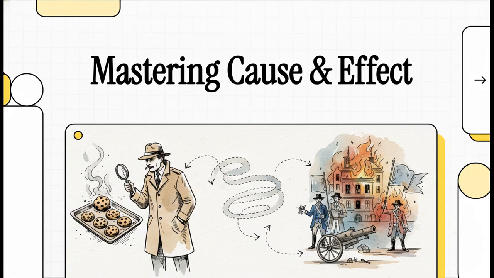Today we're looking at a concept that honestly seems deceptively simple on the surface, but it actually forms the bedrock of how we understand the entire world around us: cause and effect. Whether you're trying to figure out why your cookies burned in the oven or, I don't know, analyzing the root causes of a massive historical revolution, you're using this exact same skill. So today we aren't just going to learn how to spot it, we're going to learn how to master it, explain it, and absolutely prove it like a true detective.